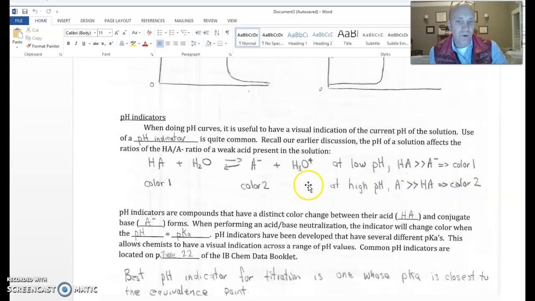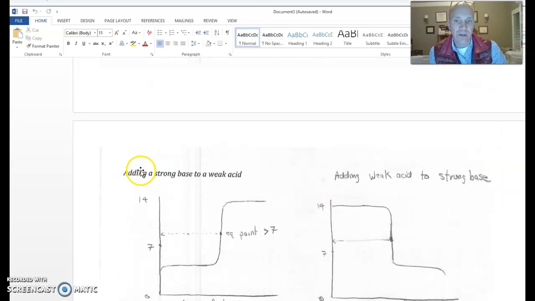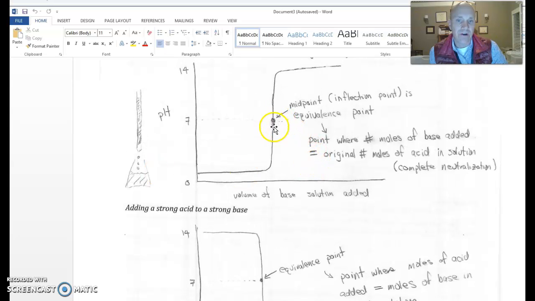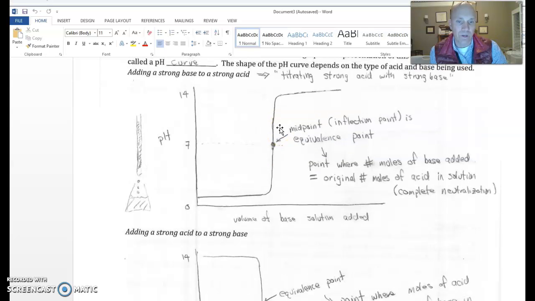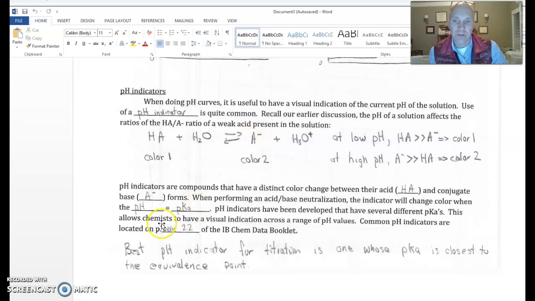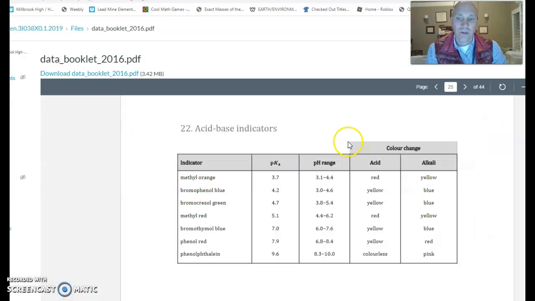So the best thing that you can do when using a pH indicator is to choose a pH indicator whose pKa is very close to the equivalence point of your reaction. A list of common pH indicators are listed in Table 22 of the data booklet.